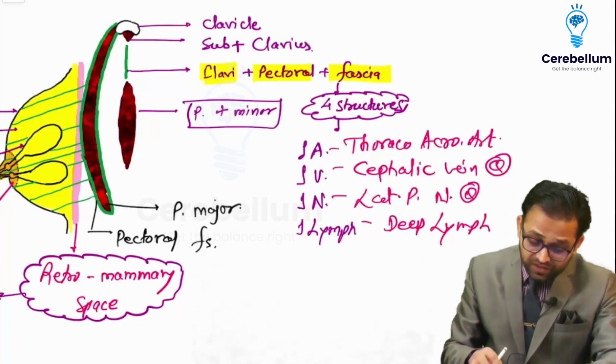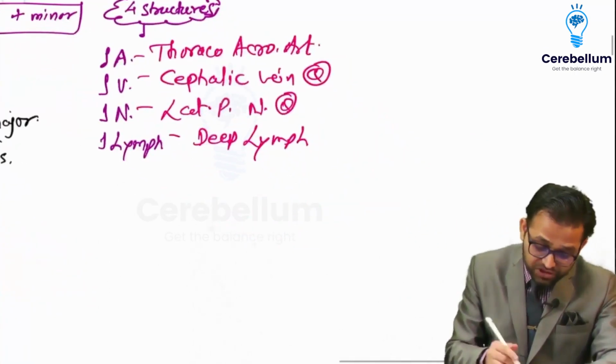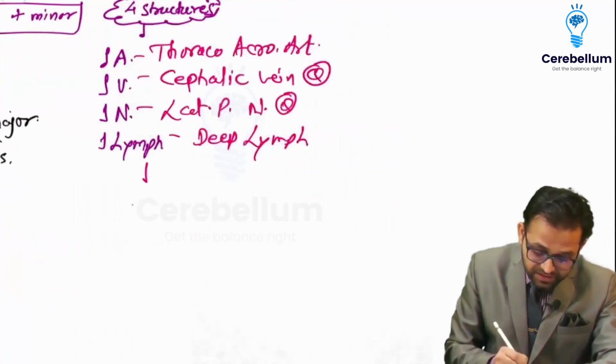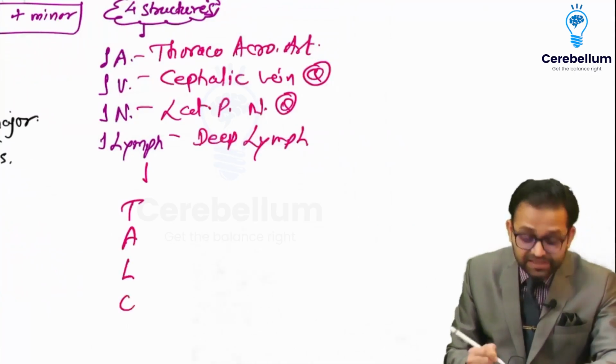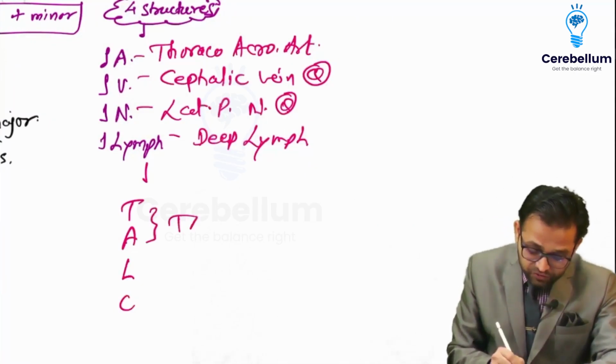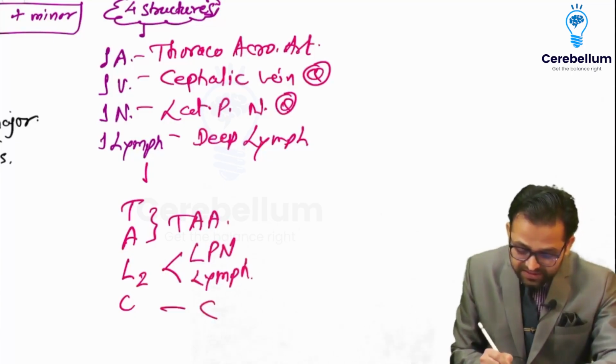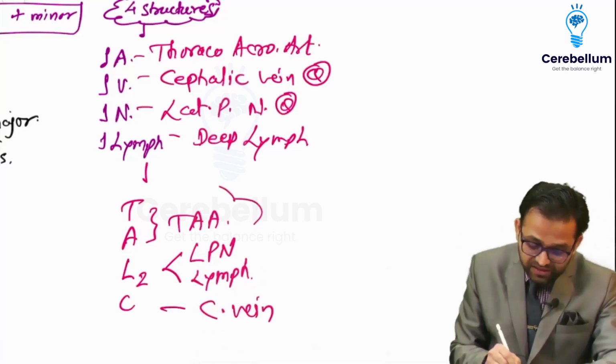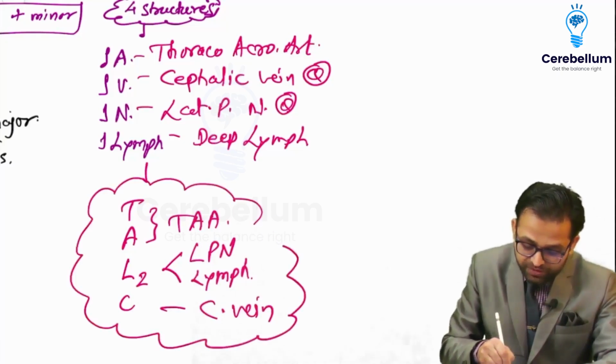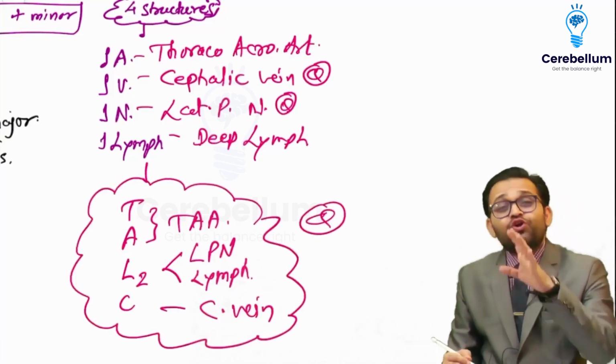Otherwise, one mnemonic also you can remember for the four structures: TALC, talc. So TA for thoracoacromial artery, L for lateral pectoral nerve and simply the lymphatic, and C is your cephalic vein. It is very, very, very important. Previously asked question. No excuse.